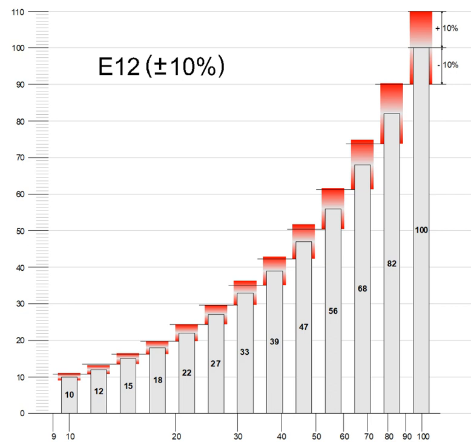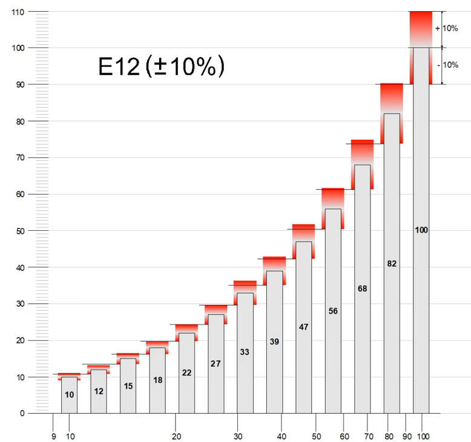1.0, 1.2, 1.5, 1.8, 2.2, 2.7, 3.3, 3.9, 4.7, 5.6, 6.8, 8.2 times 10 to the 24 values, 5% tolerance. 1.0, 1.1, 1.2, 1.3, 1.5, 1.6, 1.8, 2.0, 2.2, 2.4, 2.7, 3.0, 3.3, 3.6, 3.9, 4.3, 4.7, 5.1, 5.6, 6.2, 6.8, 7.5, 8.2, 9.1 times 10 to the 48 values, 2% tolerance. See notes in previous section.